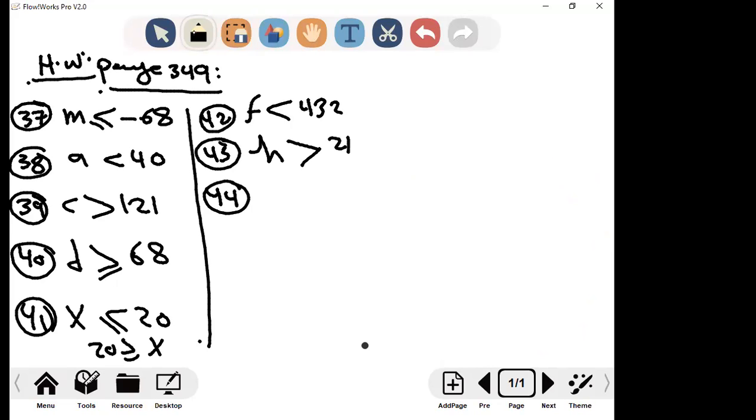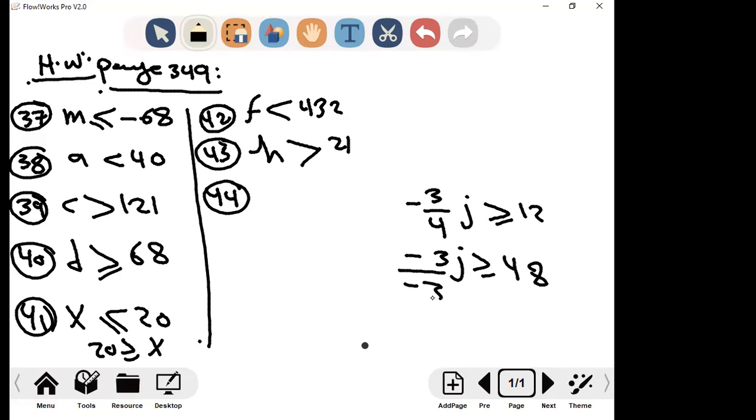Question 44. We have negative 3 over 4 j more than or equal 12, right? First, multiply by 4 on both sides, it will be negative 3j more than or equal 48. Now divide by negative 3, j will be less than or equal negative 16, right? Should be the same answer at the end. So j less than or equal negative 16. I switch the sign here.